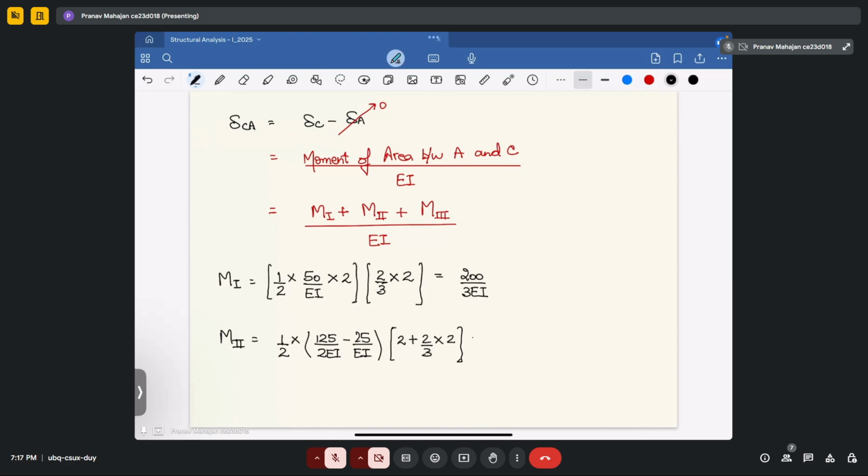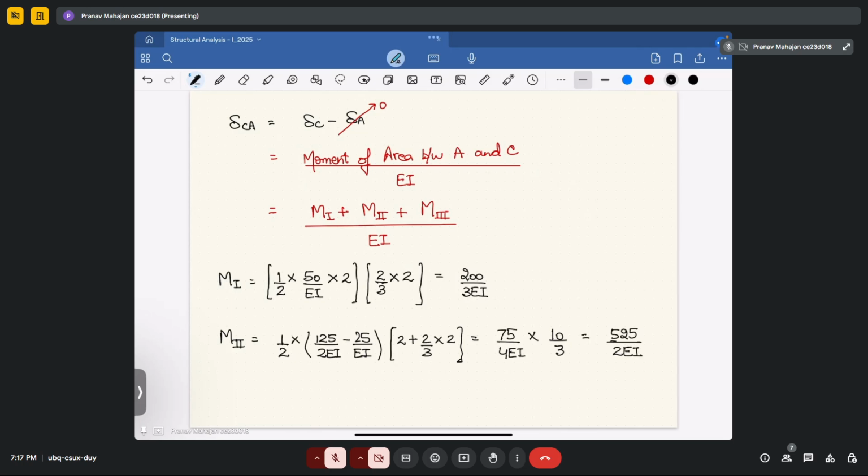Fine. Till this point. If you try to solve this, you will get it as 25 into 50, and that will be 75 upon 2 EI. That will be 75 upon 4 EI into 3 into 2, 6 plus 4, 10. 10 upon 3. That will be 15 into, that will be 525 upon 2 EI.